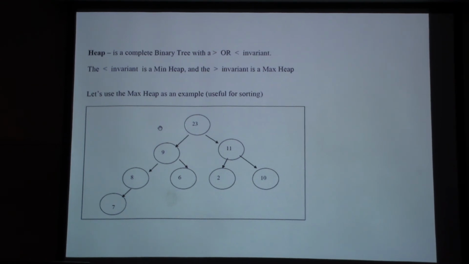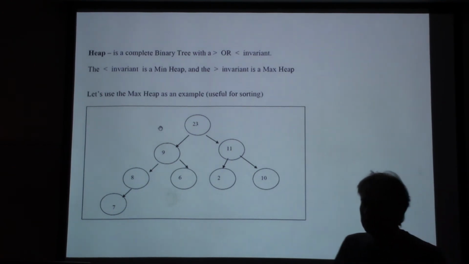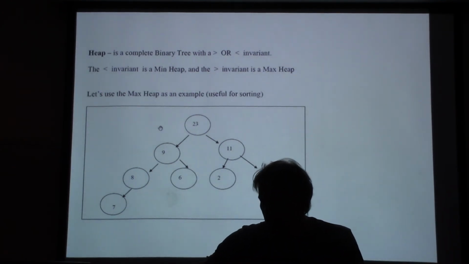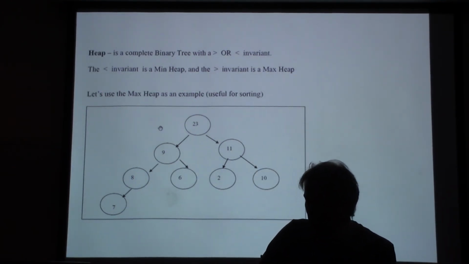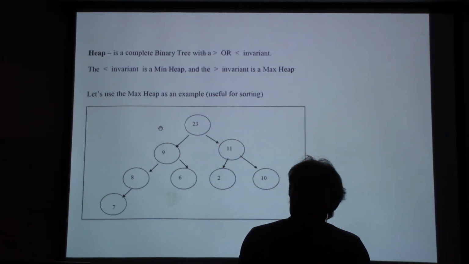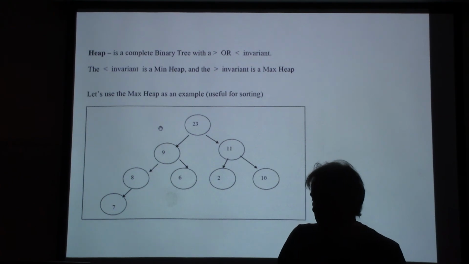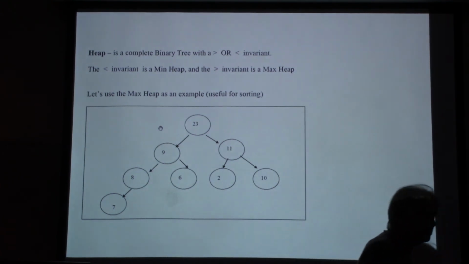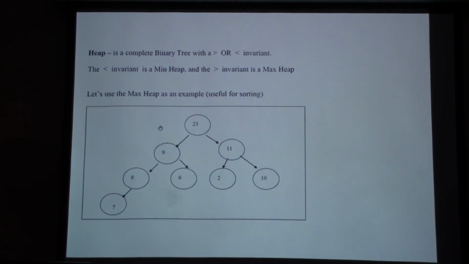It looks like a binary tree. But there's a special requirement, and that is the word complete. So make sure we understand what complete means, because it's absolutely necessary for a tree to be complete in order for it to be a heap. Here's how it works. Well, first of all, if a tree is complete, it's balanced. But if a tree is balanced, it may not be complete.